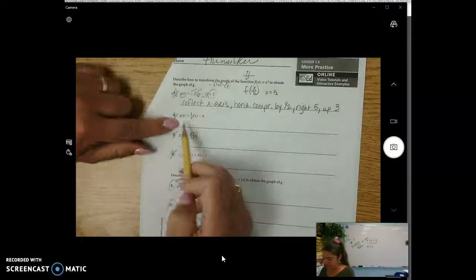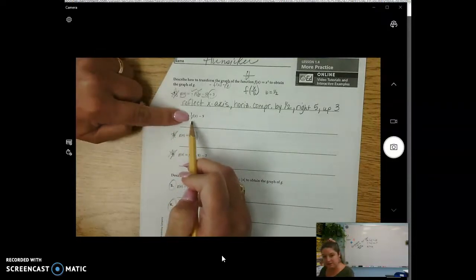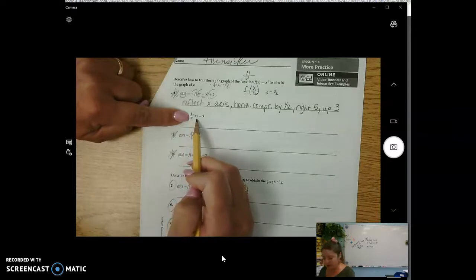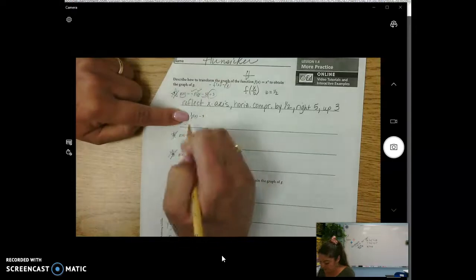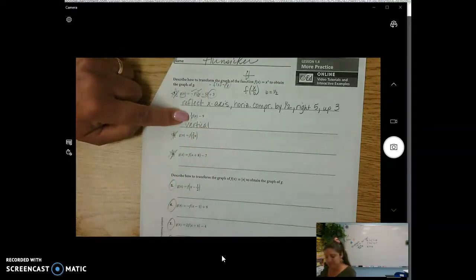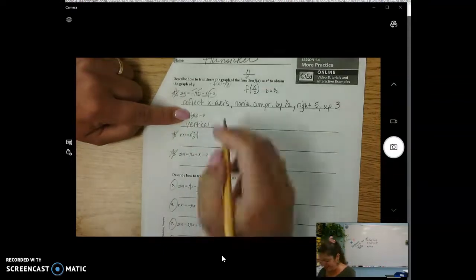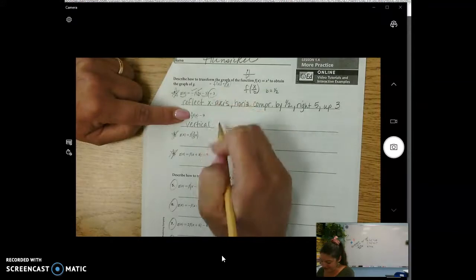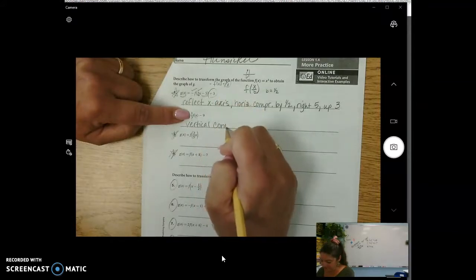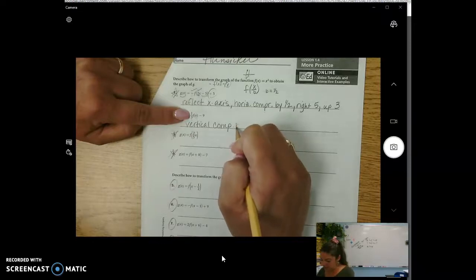Okay, number 2. So here's my original function. Let's start kind of walking our way through it. So I see a 1/3 in front of the f of x, or in front of the f, so a 1/3 in front of the y. So this is going to be a vertical stretch or compression. Because this is a fraction, we call it a compression. Okay, and it's a vertical compression by 1/3.